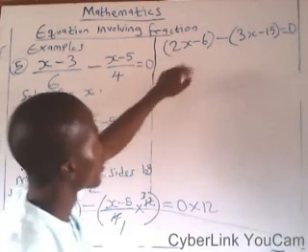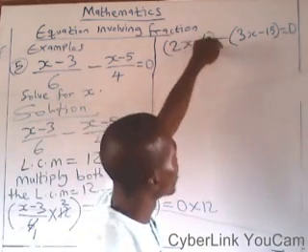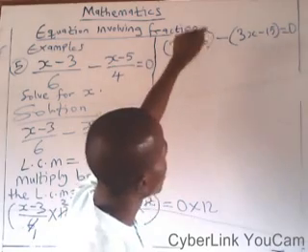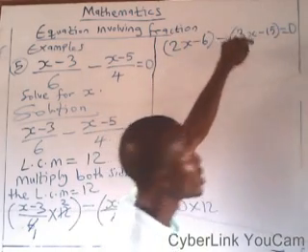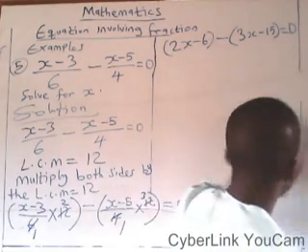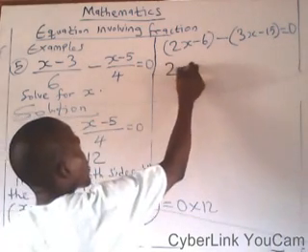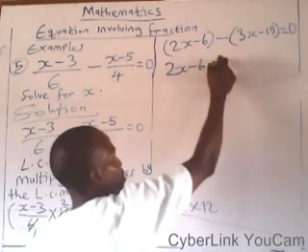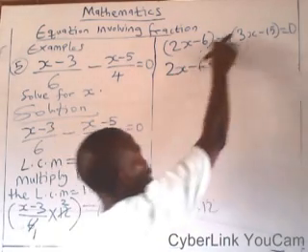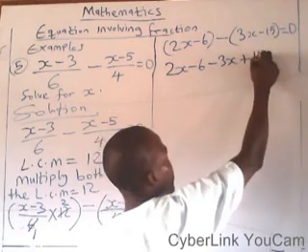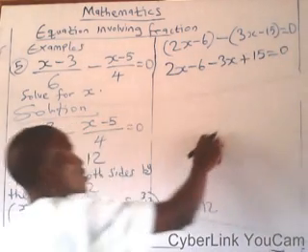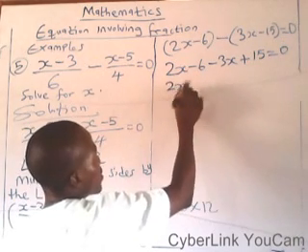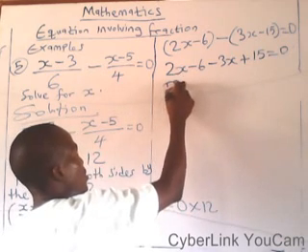How do we remove these brackets? Don't forget there is minus here. This minus, we use it to open this bracket. In that case, we are going to use the minus to multiply each of the elements inside the bracket. 2x minus 6, minus times 3x is minus 3x, minus times minus 15 is plus 15, is equal to 0. From here, we can rearrange by saying that 2x, let me write it, we have to rearrange.